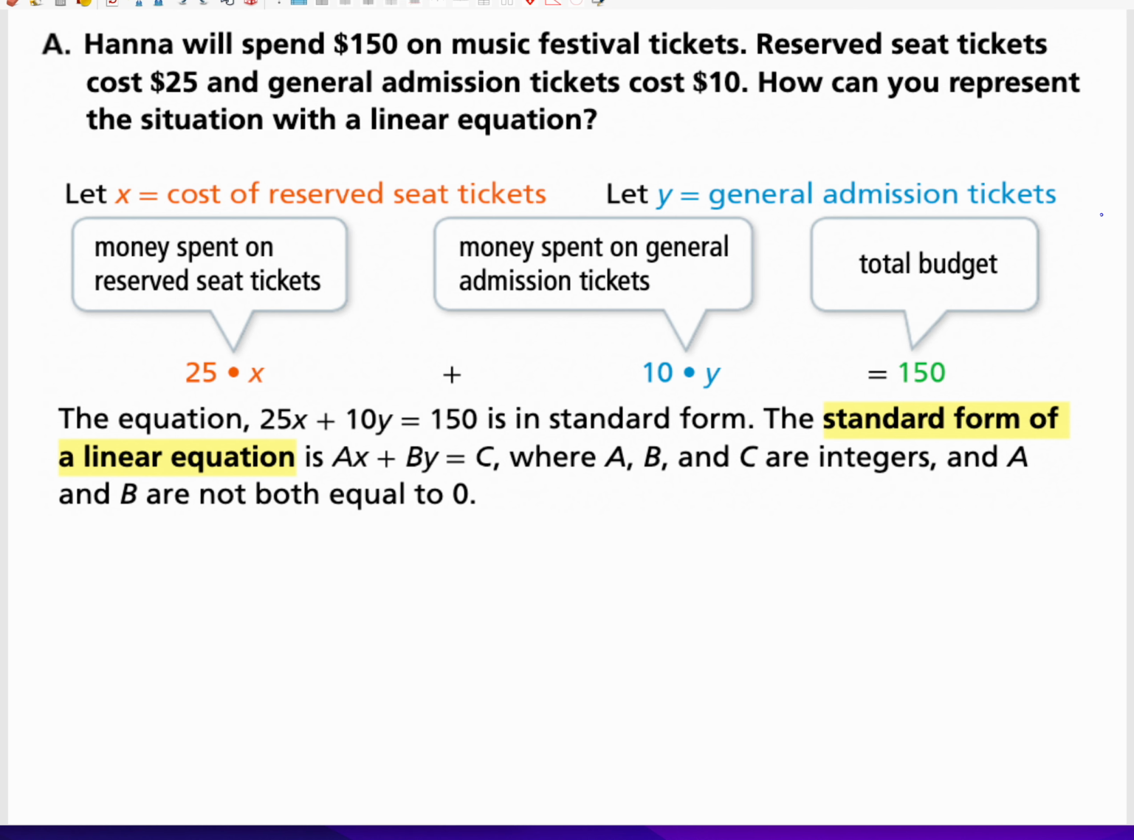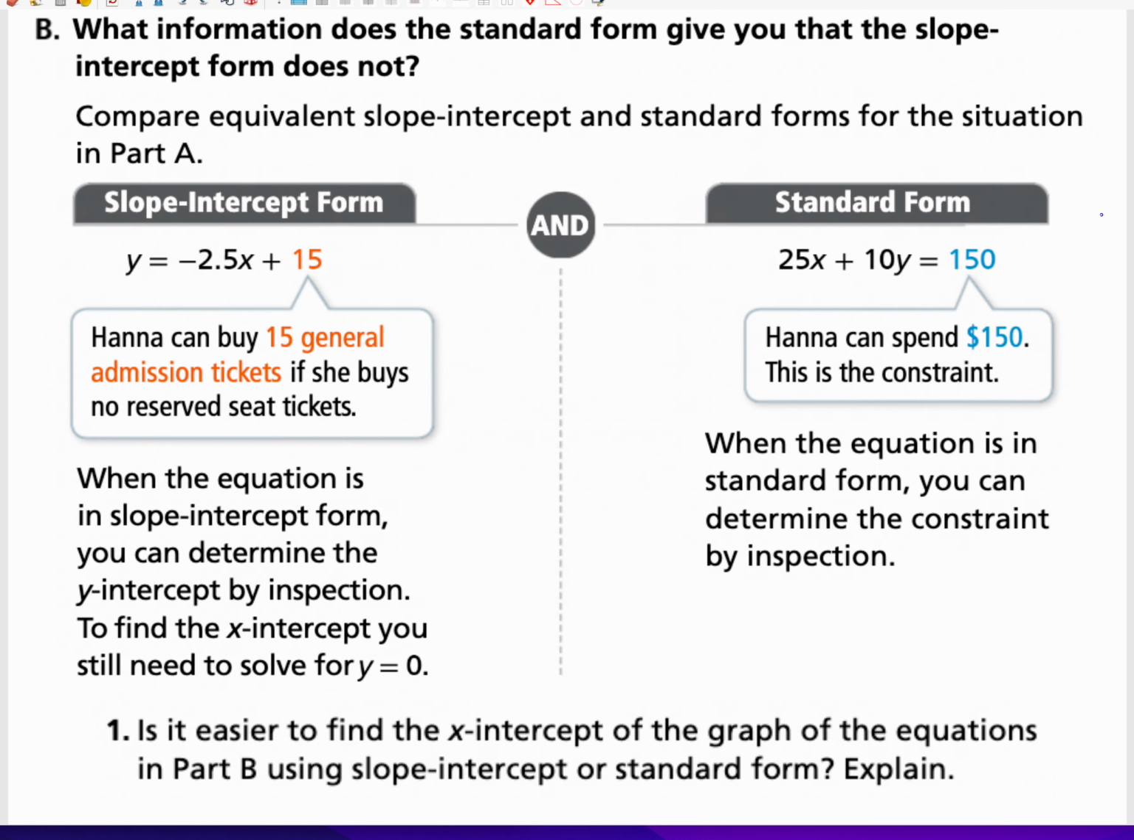Okay. We're gonna look at some examples. Here we go. What information does the standard form give you that the slope-intercept formula does not? So if you take this equation that they gave us, 25x plus 10y equals 150, and you solve it for y to get y by itself, these two are the same equation, slope-intercept form and standard form.